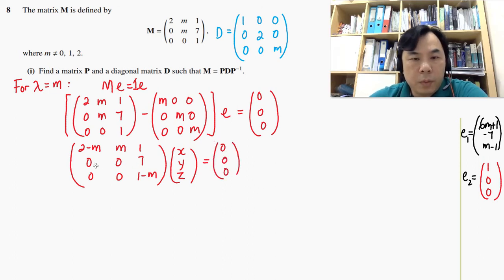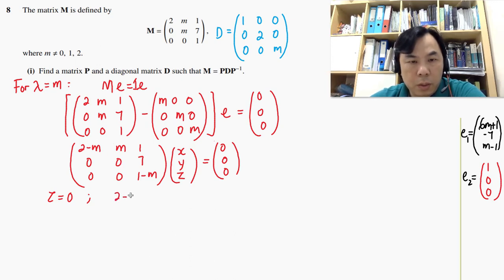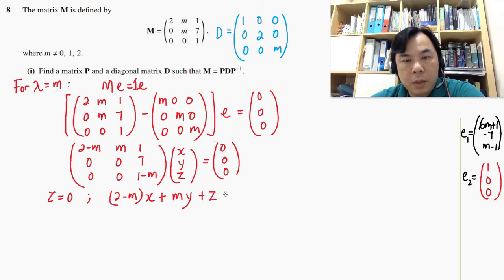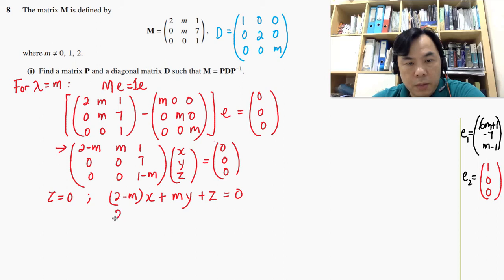Now from here it's quite obvious that z is equal to 0. And then the first equation that we can get from here would be 2 minus m times x plus my plus z is equal to 0. This equation is obtained from the first row here. Now we know that z is equal to 0. Therefore, what is left is 2 minus m times x plus my equals 0.